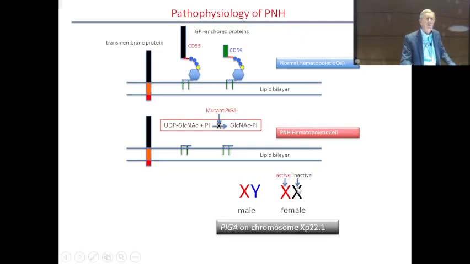In females, there are two X chromosomes, of course, but in somatic cells, only one of these X chromosomes is active, and the other is inactive. So when the mutation in PIGA occurs on the active X chromosome, that would behave just like it would in a male. So you only have to inactivate the PIGA gene on one allele.